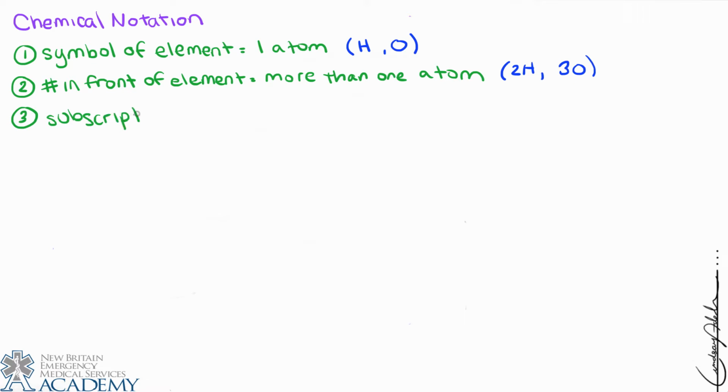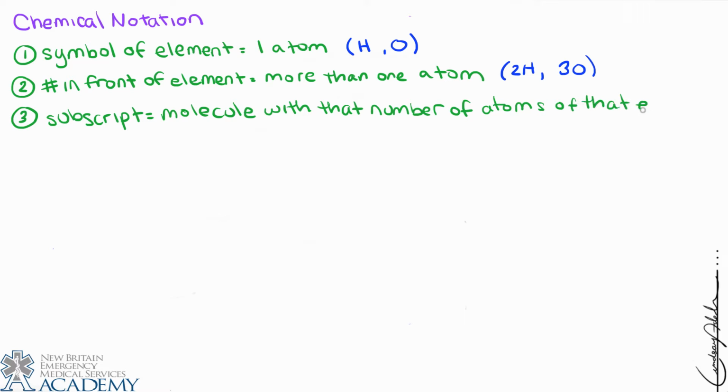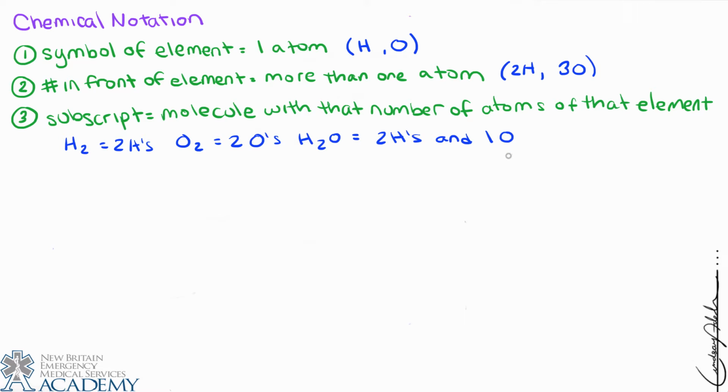Chemical symbols that are written with subscripts imply molecules that have that particular number of atoms of that element. So if we write H2, that means that we have 2 H's that contribute to the molecule. If we write O2, 2 atoms of oxygen contribute to the molecule of oxygen. If we write H2O, that means that there are 2 H's and only 1 O. If there's no subscript after the particular symbol for the element, that implies a number 1. So the number 1 is assumed when there's no number written.